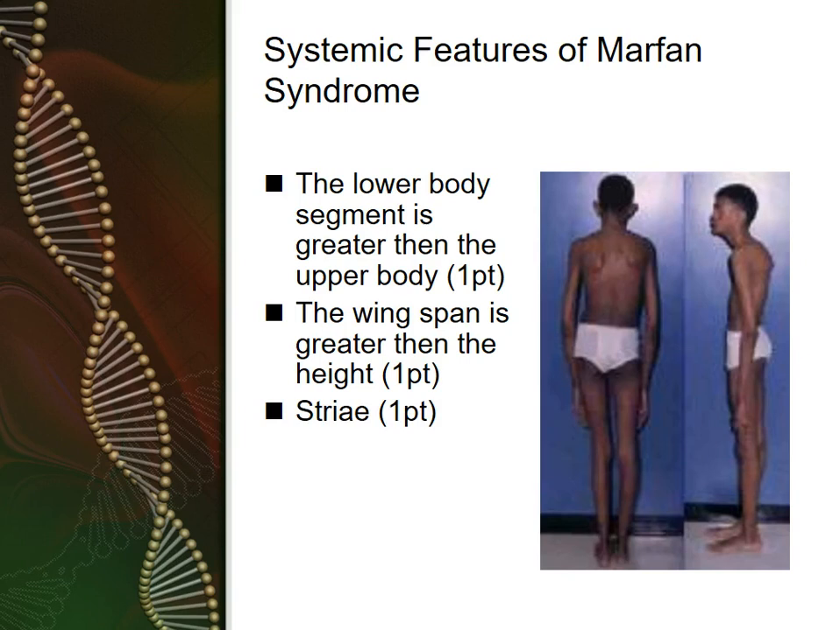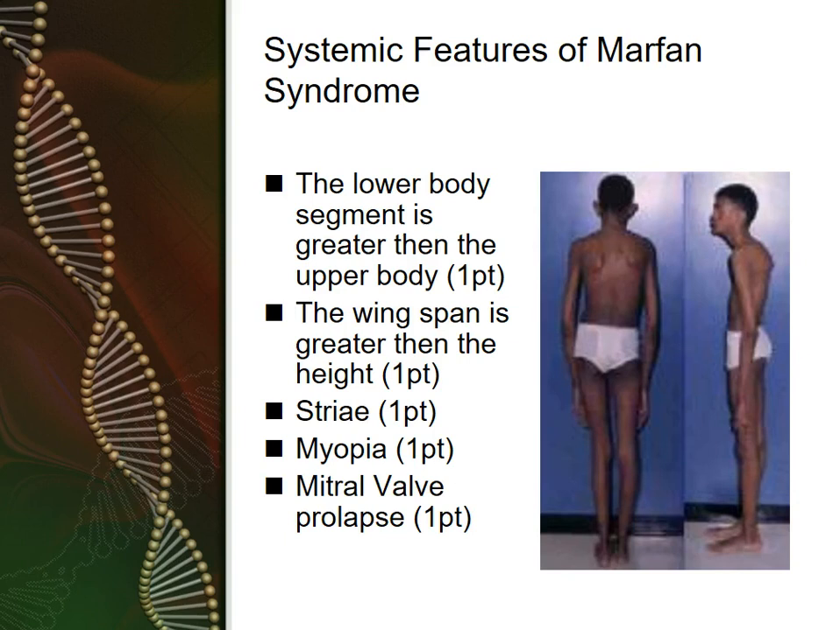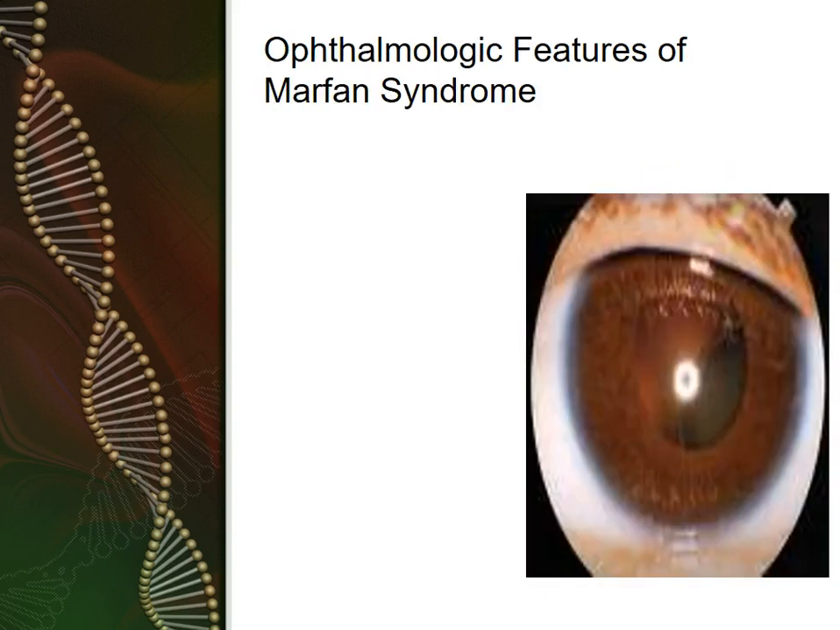Stretch marks, especially during adolescence. Myopia, difficulty seeing in a distance. Mitral valve prolapse. While they're ophthalmologic components, these have been moved into the systemic features, because if we worried about everybody with myopia and mitral valve prolapse, we'd basically worry about everybody. But when you put this all together, if this is more than 7 points, that's a sign of systemic features for Marfan syndrome.